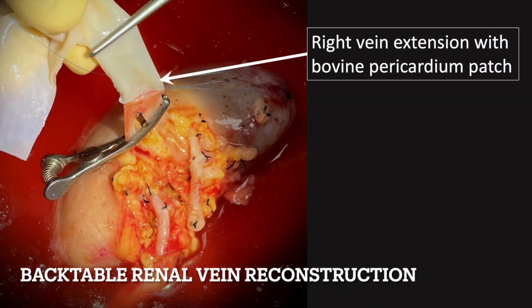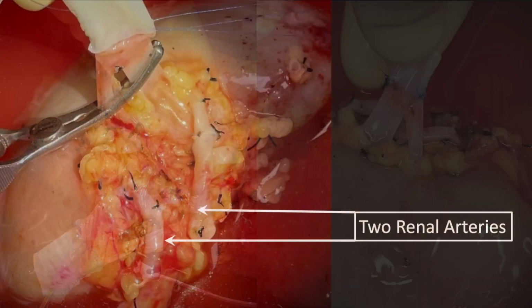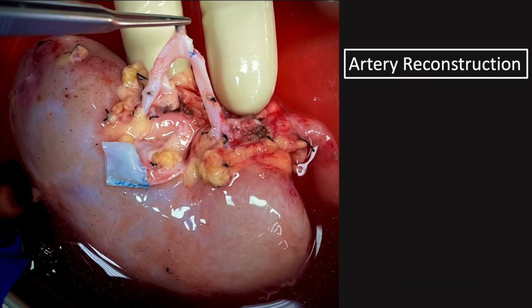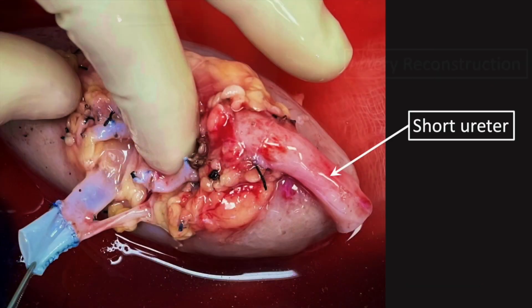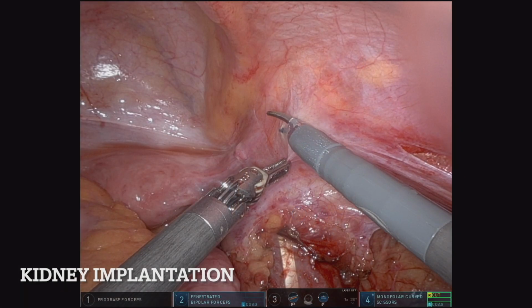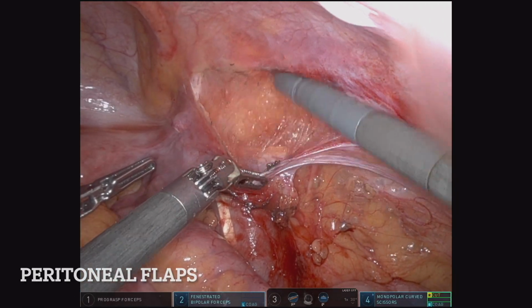In this particular kidney, the right renal vein was reconstructed using bovine pericardium patch to get some additional length. And then there were two arteries which were reconstructed at the back table in a fish mouth technique. The ureter also was quite short. These are again another view of the port placement, and then we move on with the implantation.